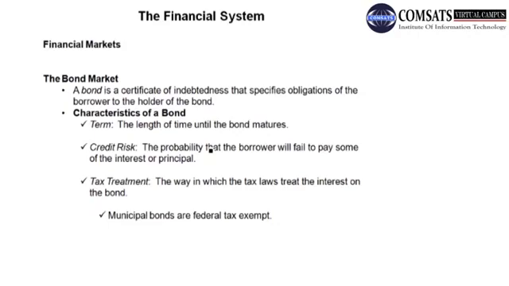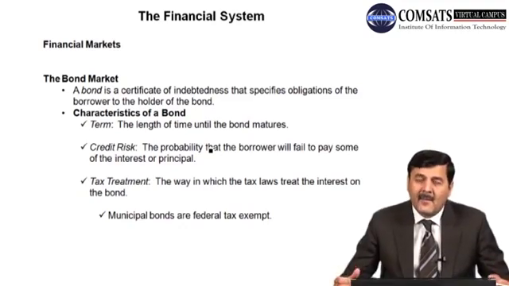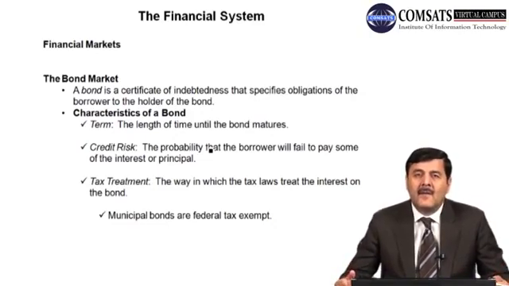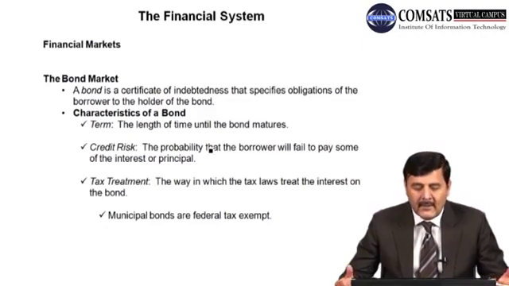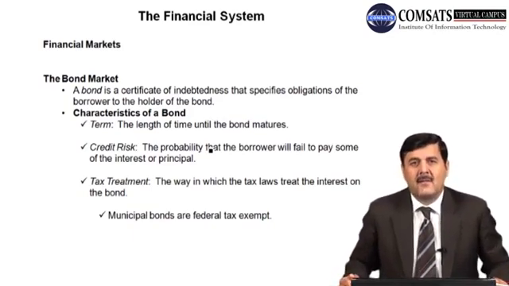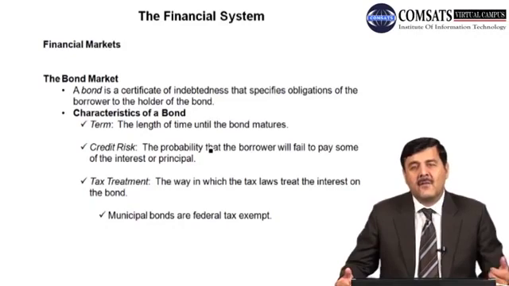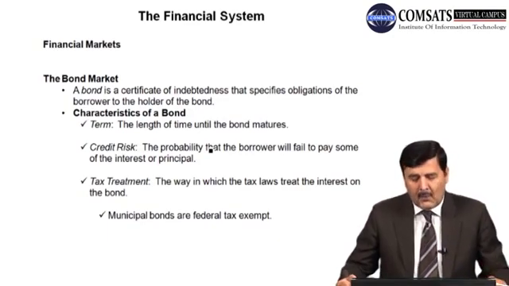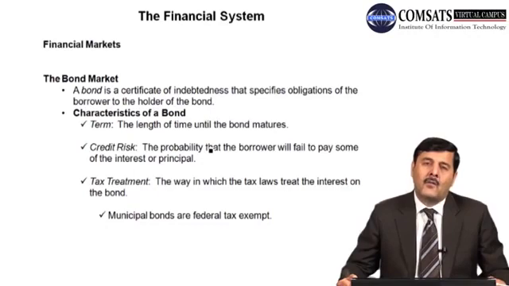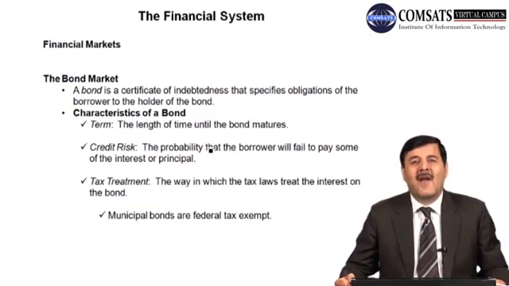Now, tax treatment is another characteristic of a bond: the way in which tax laws treat the interest on a bond. Each income in the country is a taxable income, so there is a tax on the interest or the income earned through a bond. How tax treats that income is the tax treatment. This is one of the other characteristics of a bond. And municipal bonds are federal tax exempt. The bonds sold by the government are known as municipal bonds, and those kinds of bonds are exempted from the tax, right?